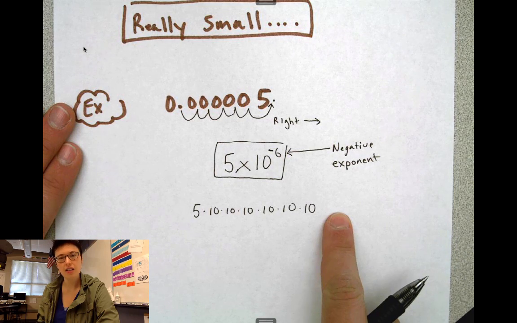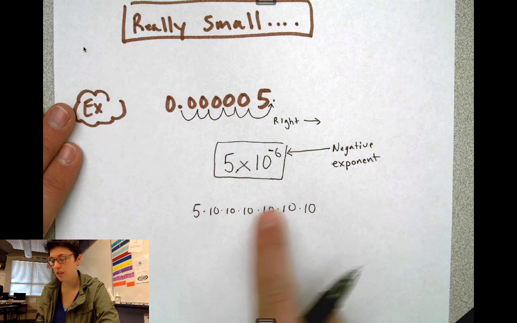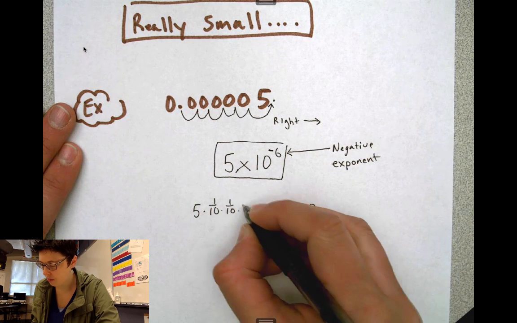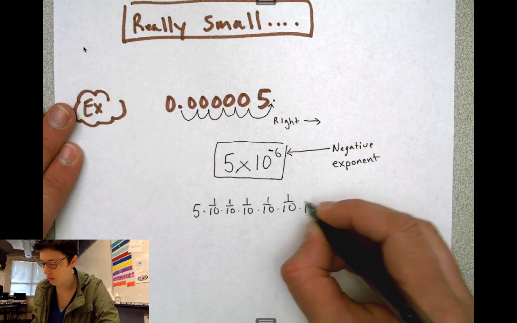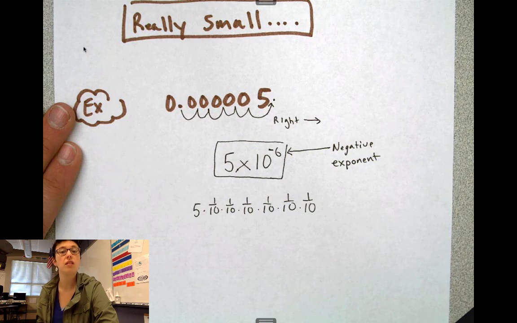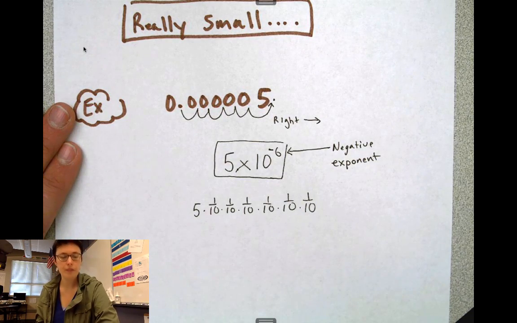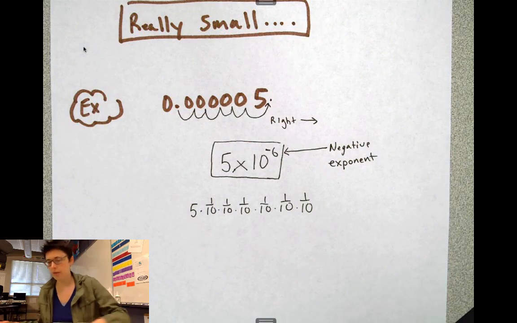Which changes this scenario down here. If it's not times 10 to the 6th power, it's times 10 to the negative 6th power. It means each of these is a 1/10, 1/10, 1/10, 1/10, 1/10, 1/10. There's 6 of those, 6 little fractions. That's what makes this number so small. So let me show you another example here.